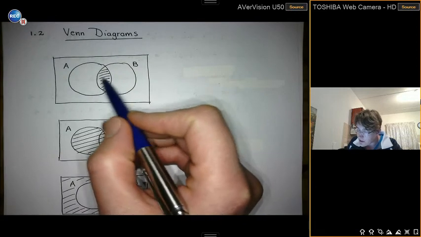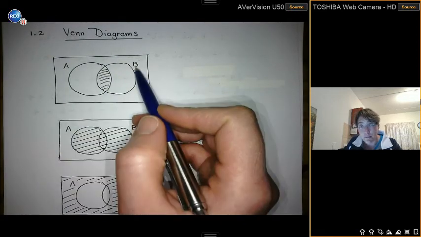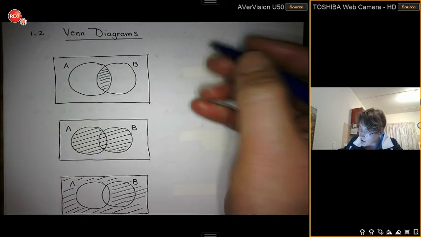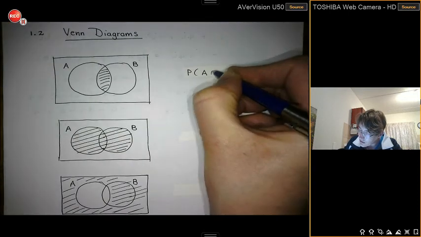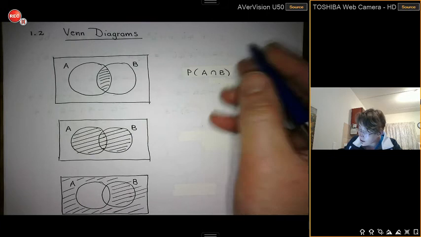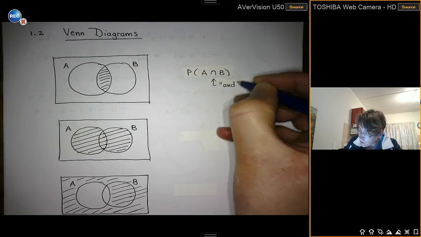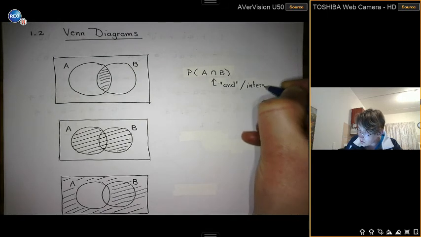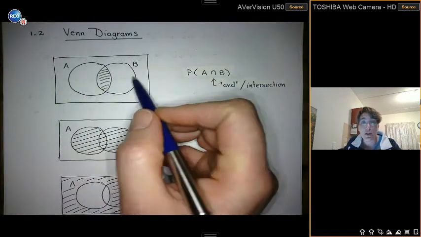Now this one specifically refers to the intersection between set A and set B. We also refer to the intersection as the word and. So I can say this is the probability of A and B. So like I said, that sign right there represents and, or the intersection. So that's the overlap between the two sets.